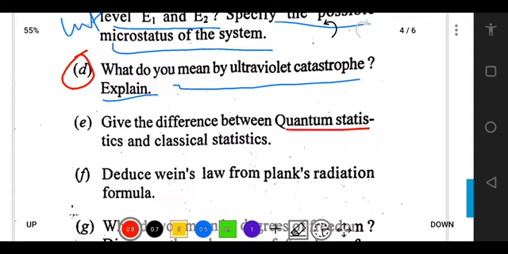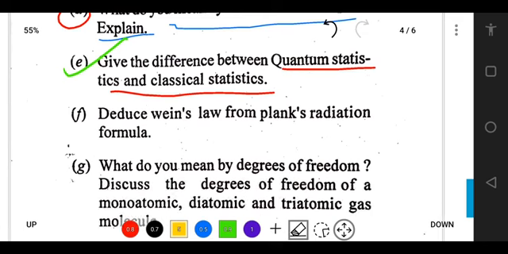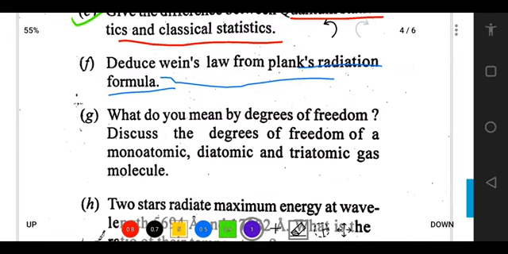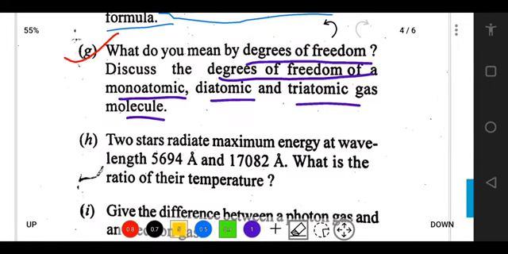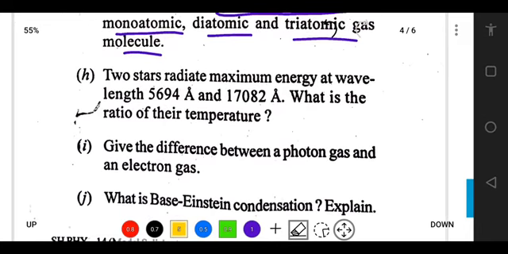Similarly, this is quantum statistics and thermodynamic statistics. This is also important. Then Wien's law of Planck's radiation and formula, this is also important. Then it asks about degrees of freedom: discuss the degrees of freedom of monoatomic, diatomic, triatomic gas molecules. This is also important. And then it asks a problematic one, you should look at that.